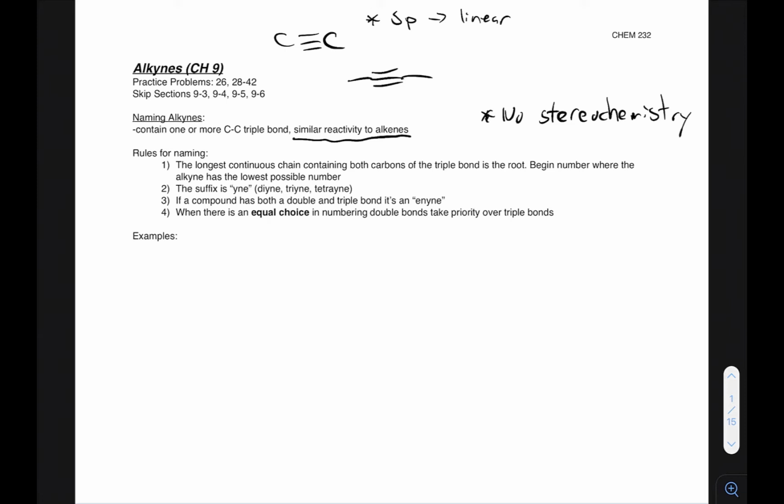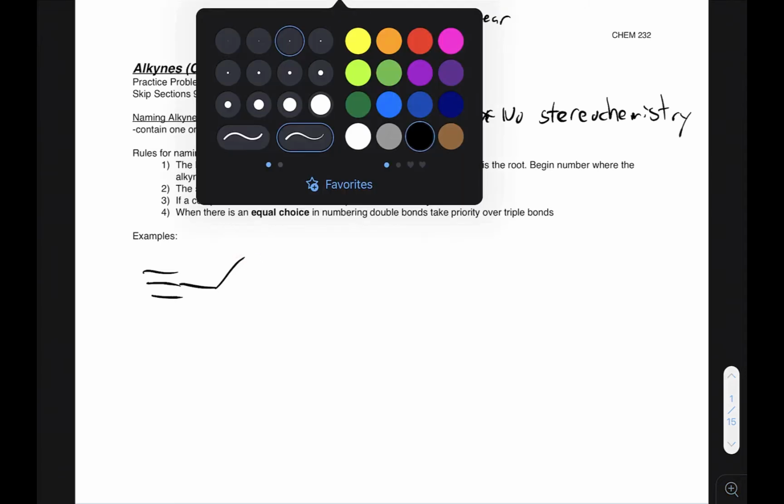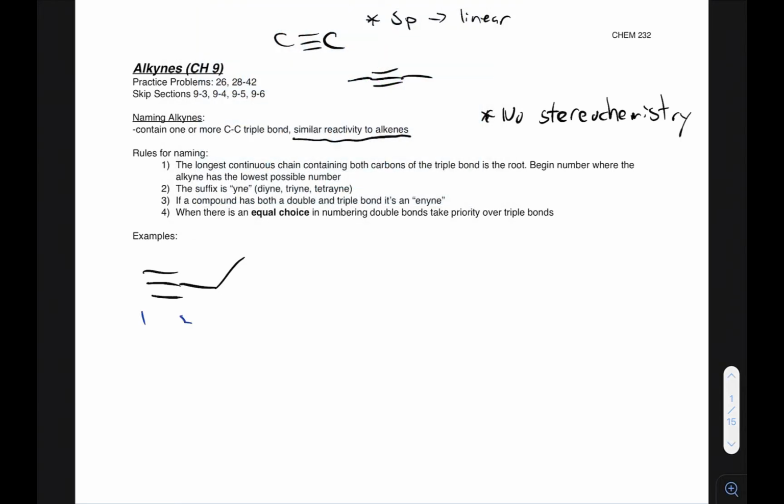So let's take a look at this alkyne here. And I actually drew this incorrectly, because we want that to be linear like this, not like how we had it before. So with this alkyne here, we see that we have 1, 2, 3, 4 carbons, okay? So we know that but is our parent here. And if we're looking at our rules for naming alkynes, we want to start the longest continuous chain, beginning where the number of the alkyne has the lowest possible number, okay?